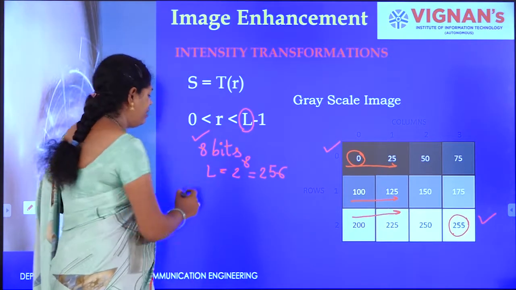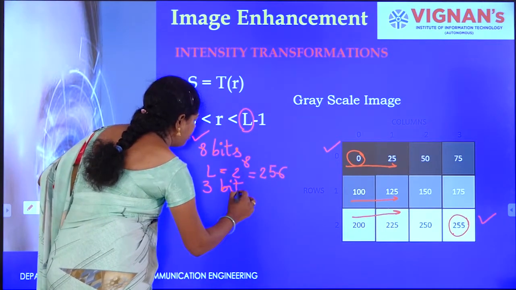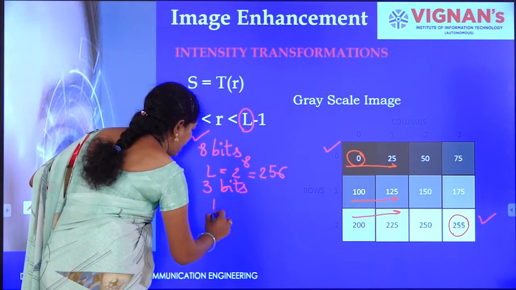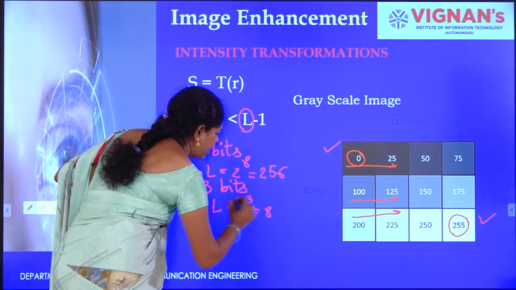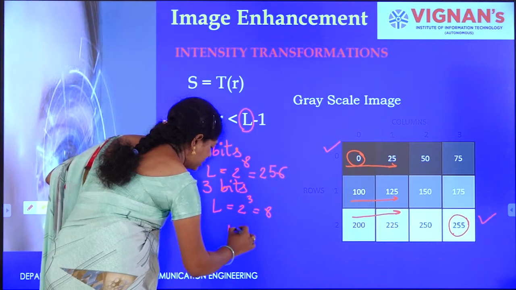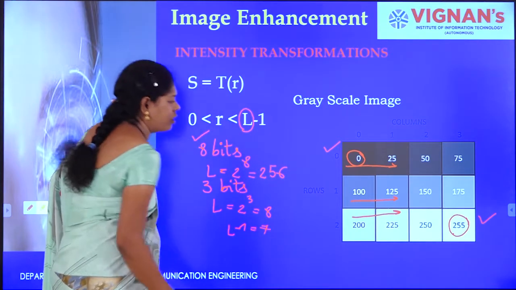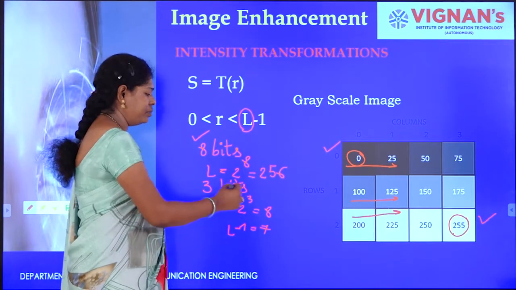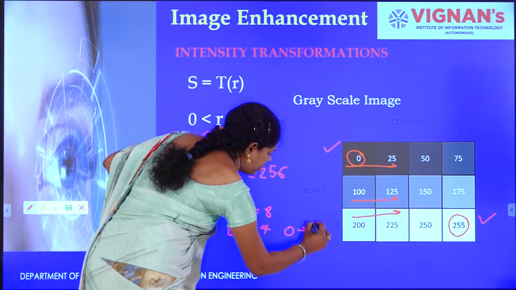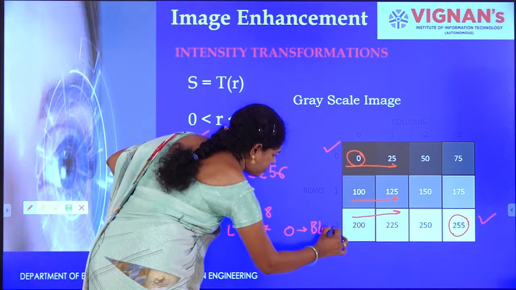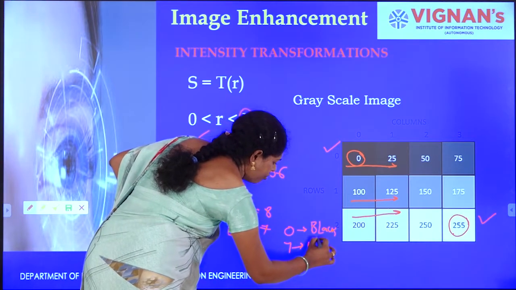If you are representing with 3 bits, then L is equal to 2 cube, that is 8. Now the maximum range, that is L minus 1, will be 7. In this example, 0 is used for black and 7 represents white.